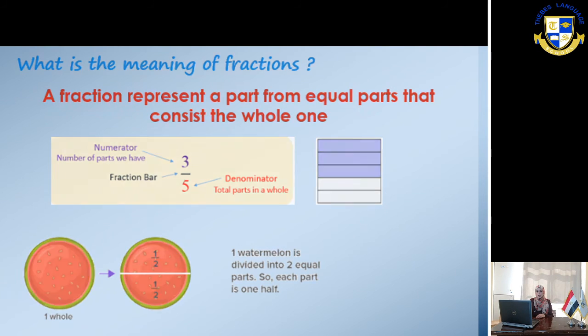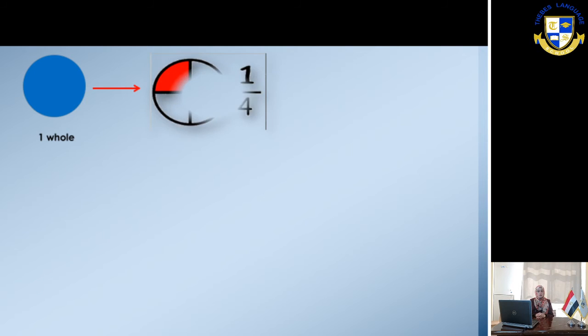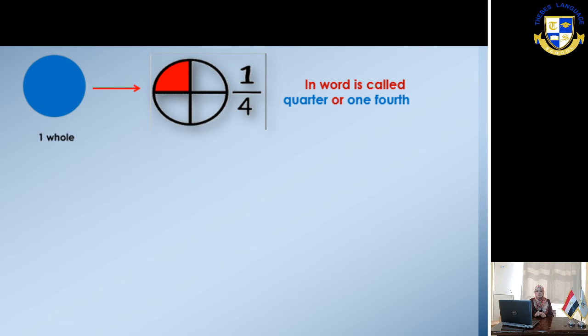In the next slide, you can see a whole circle. This is called whole. A total whole 1. You can see 1 part is red and 3 parts are not colored. The fraction of the colored part is 1 over the total parts. How many parts total? Count. 1, 2, 3, 4. So it's 1 over 4. In word form, it's called quarter or 1/4. Begin with the 1/4 or quarter.